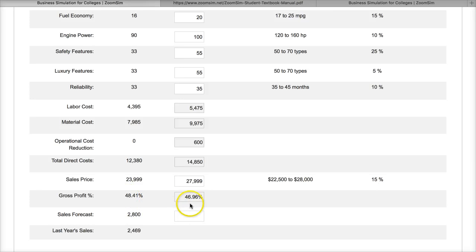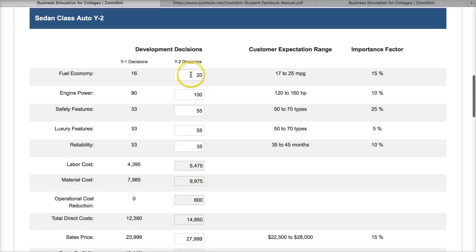So my gross profit is now below. It's not greater. So that's a fail. So my investors would hate me if I made a car with a lower profit margin. So now I'm going to have to go back in and adjust some of the variables here to try and get the price of my car lower.